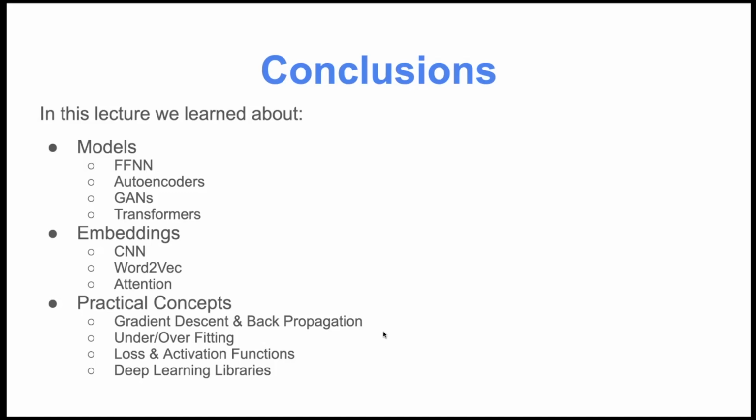We talked about these different embeddings, and how embeddings are very useful for taking data in a particular domain and making it suitable for a feed-forward neural network. Those embeddings include CNNs for images, word2vec for text, and attention for sequences of things, whether it's text or something else. Then we talked a little about some practical concepts, like how gradient descent works, underfitting and overfitting, and the various loss and activation functions you can use for training different types of deep learning model outcomes. And then, of course, TensorFlow and PyTorch.